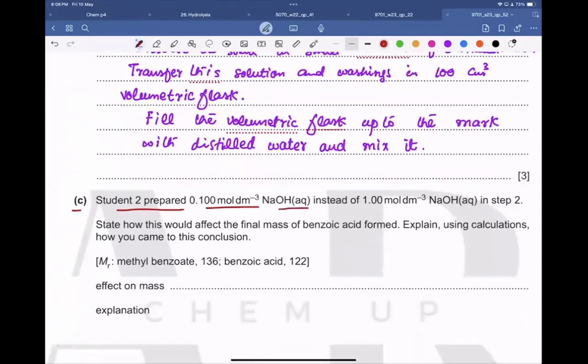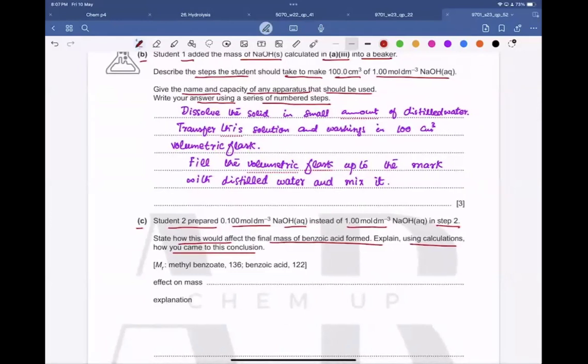Student 2 prepared 0.1 mole per dm cube sodium hydroxide instead of 1 mole per dm cube in step 2. State how this would affect the final mass of benzoic acid formed. Explain using calculation how you come to the conclusion. Okay. So we have to identify the effect on the final mass of benzoic acid formed.